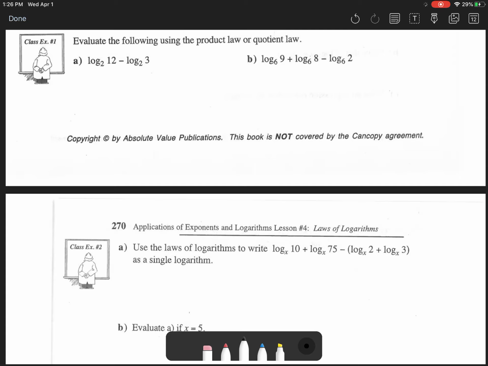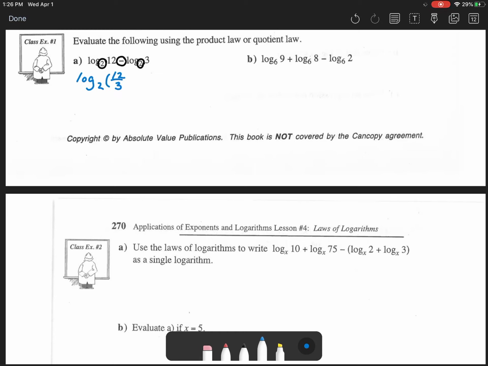So let's take a look at some questions and see if we can see how to apply this. Okay, so in A, log base 2 of 12, subtracting log base 2 of 3. So again, we notice right off the bat that the bases are the same and we are subtracting. So that means I can do what? Well, I can go log base 2 of, and then I'm going to divide the arguments.